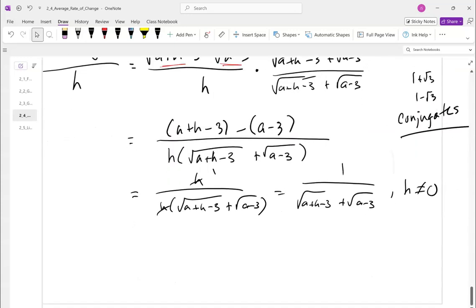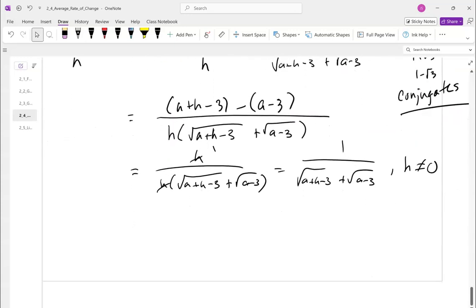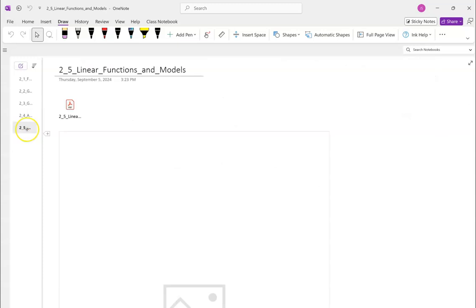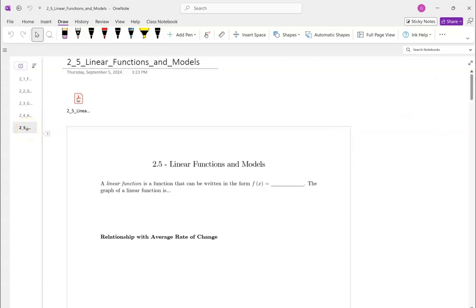All right. In any event, are there questions about that one in particular? The idea of being able to multiply by a conjugate is an important concept that pops up several times in math classes. So it's going to be something that will pop up again, and probably again. All right. Let's go on to the next section then, where we talk about linear functions.